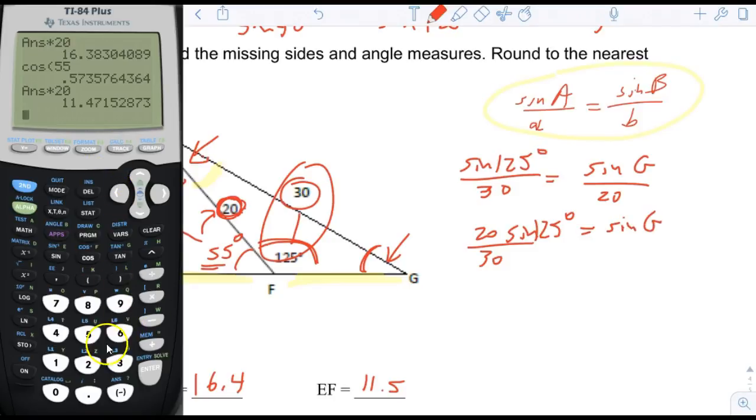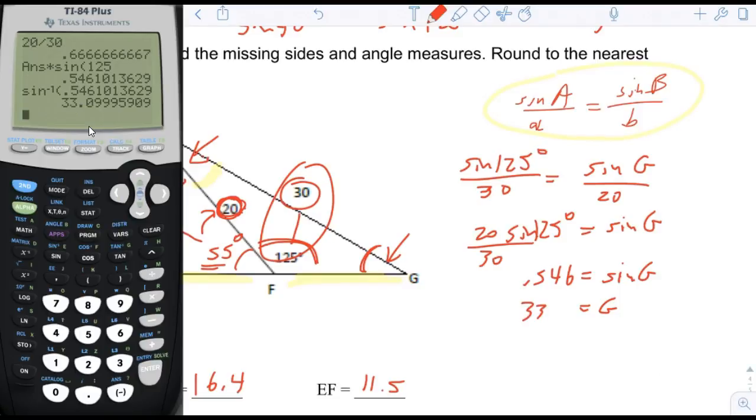So let's figure it out. We're going to have 20 divided by 30, which of course is 0.667. And then I'm going to multiply that times sine of 125. And that gives me 0.546. So 0.546 is equal to the sine of G. So what is angle G equal to? It's the inverse sine of 0.546, which is 33.1 degrees. Okay, now we know that this angle here is 33.1 degrees.